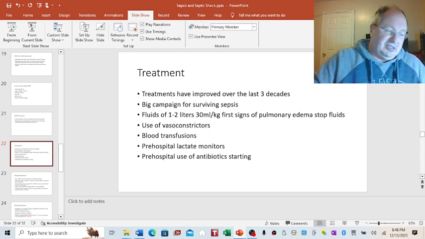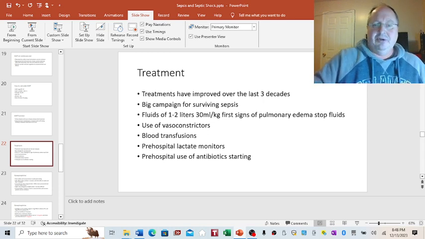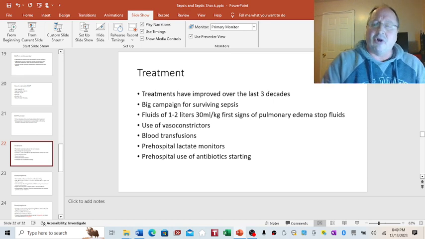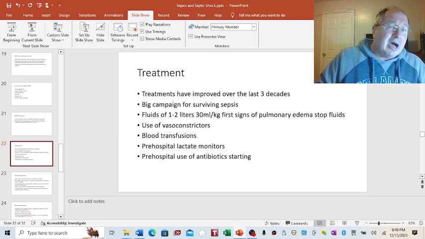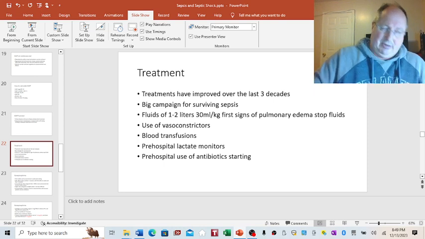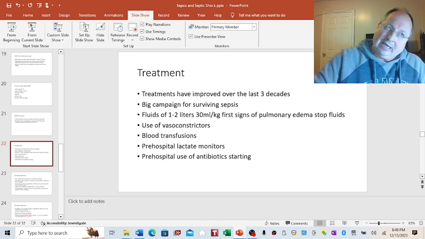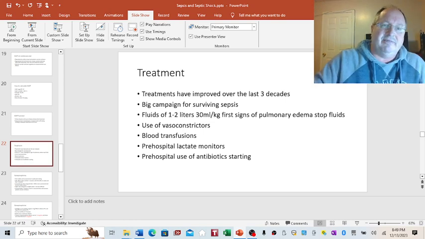If your service doesn't carry a vasoconstrictor, dopamine would not be one you'd want to consider here because their blood pressure is already going to be high. Not their blood pressure, but their heart rate is probably going to be high. Dopamine is going to increase that heart rate. So we're not going to want to really use that, except as a last-ditch effort.